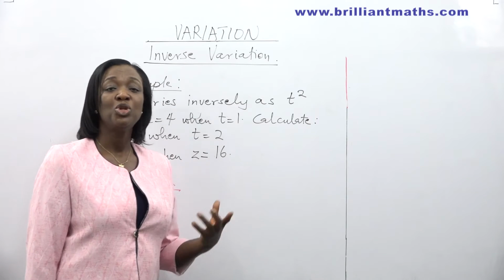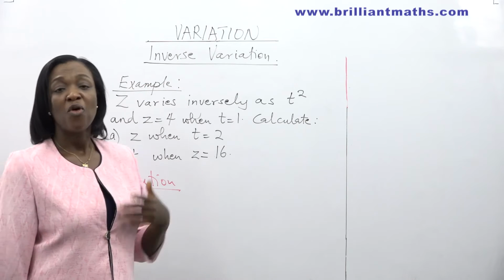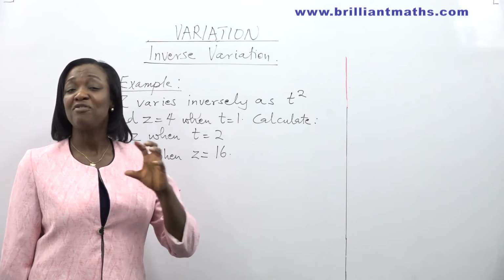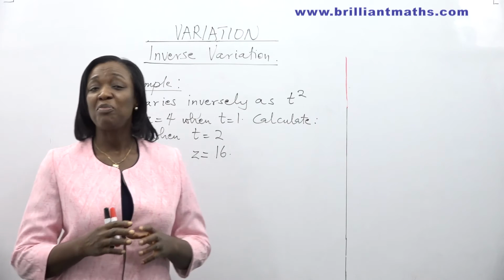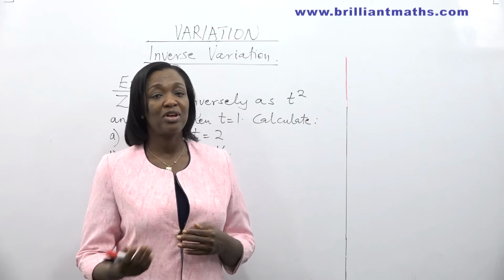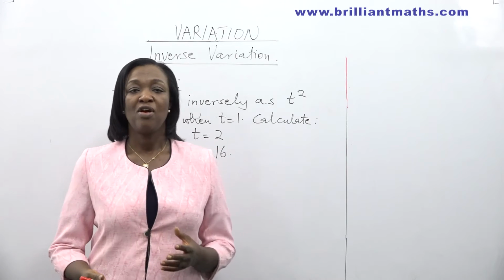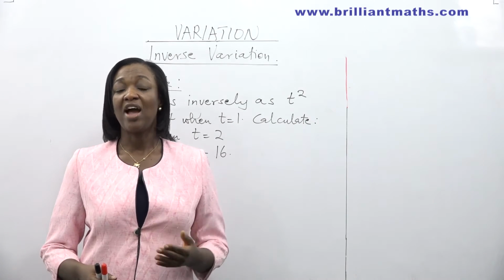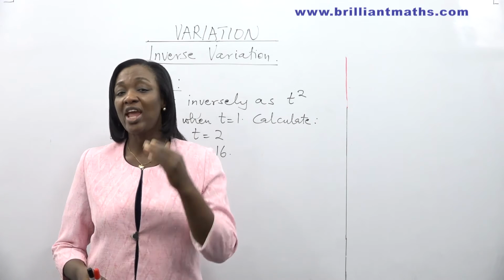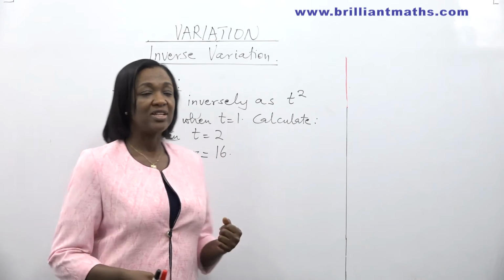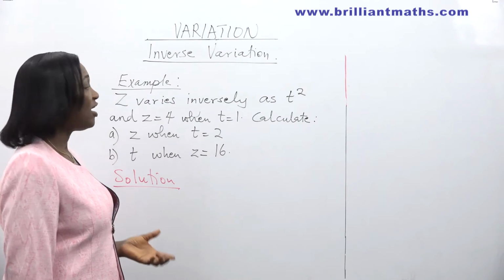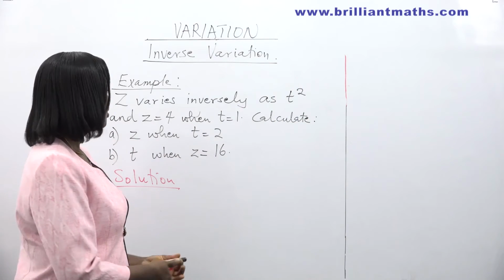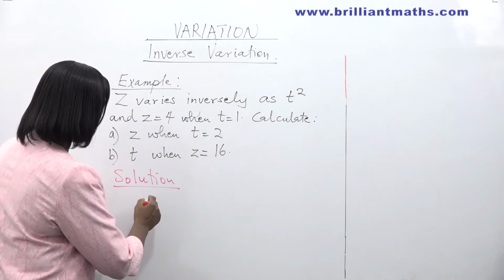In this example, we want to look at inverse variation. When do you have an inverse variation? You have an inverse variation when one variable is directly proportional to the reciprocal of the other, or the inverse of the other. For example, if you say y varies inversely as x, then you have that y is equal to k over x. Let's look at this example. So the keywords here are varies inversely as t squared. So let's write out the formula.